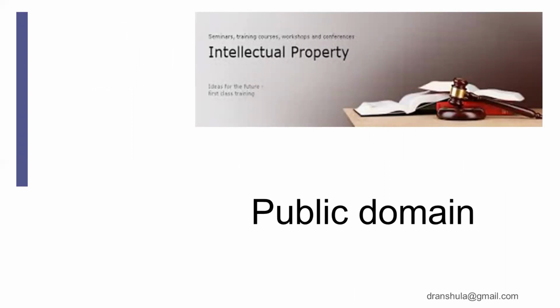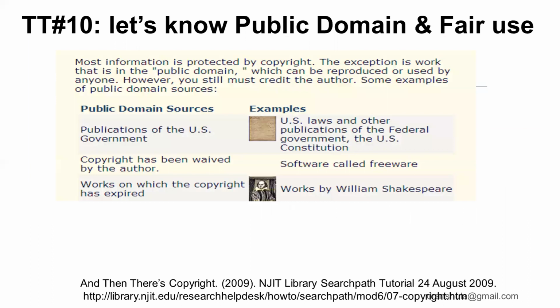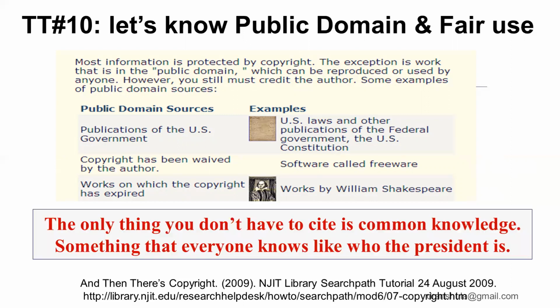Now let us see what is public domain, which will help you to understand the difference between infringement and fair use. So let's know public domain and fair use. Most information is protected by copyright. Here you can see publications of the US government, works on which copyright has been waived by the author, and works on which the copyright has expired, like works by William Shakespeare. These are the things which are now in the public domain.